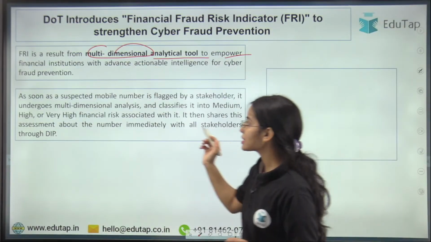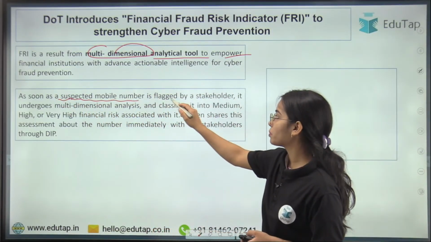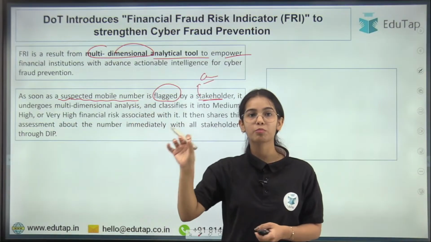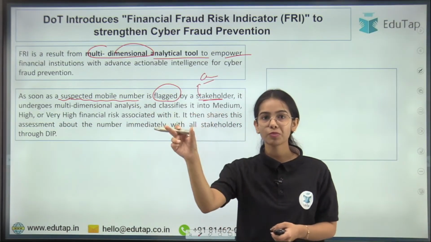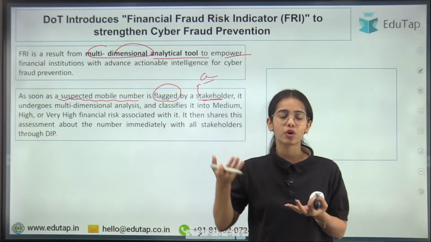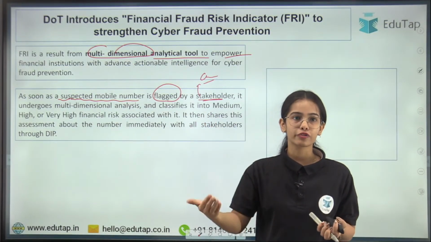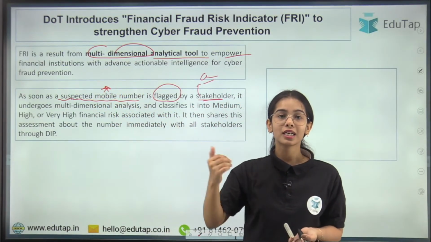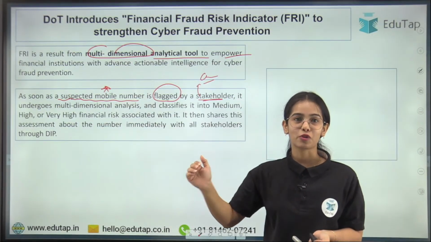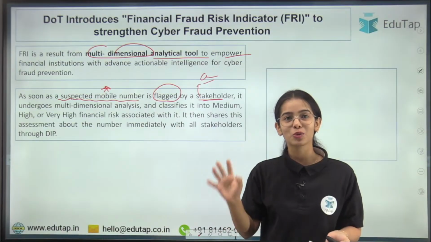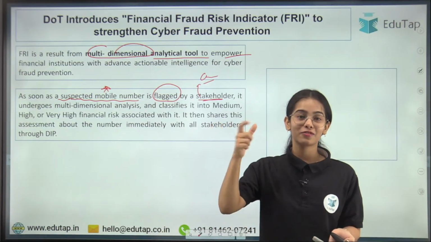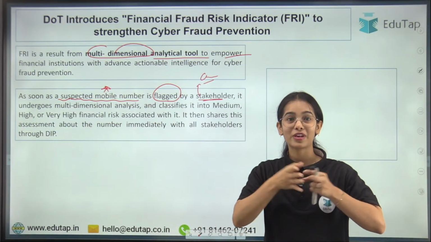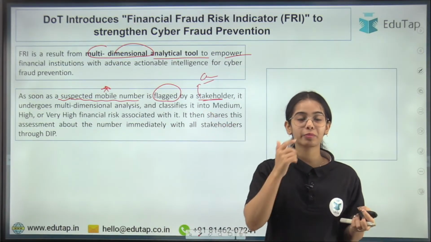Okay, as soon as a suspected mobile number is flagged by a stakeholder, let's say through the Chakshu platform it is recognized that this mobile number was engaged in a financial fraud, or did a call for the financial fraud. It's not like your friend is giving your number to the Chakshu platform saying this is financial fraud, and your mobile number will be blocked at that time. No, the proper verification happens. So it is not like your mobile number will be blocked immediately.